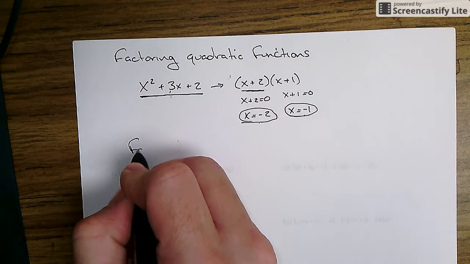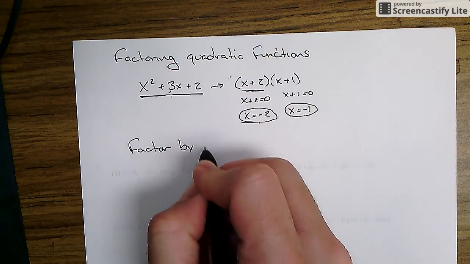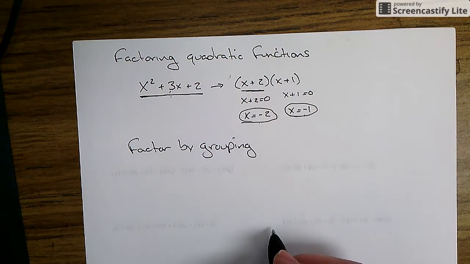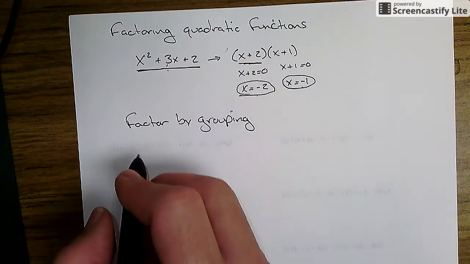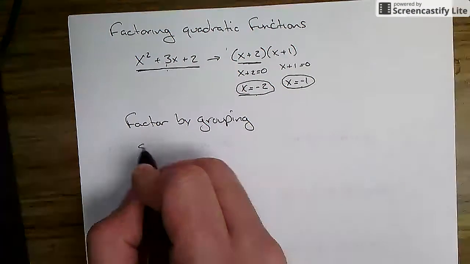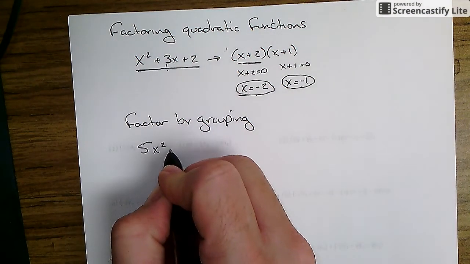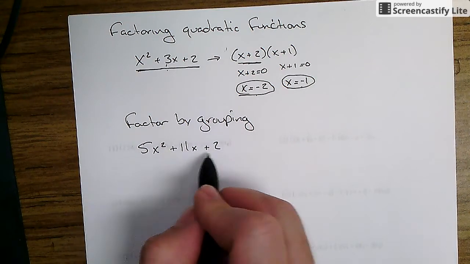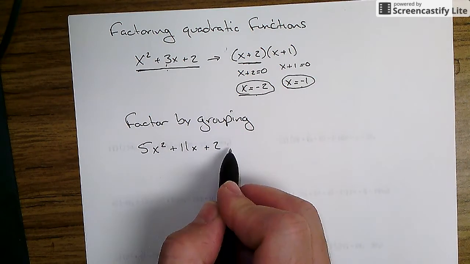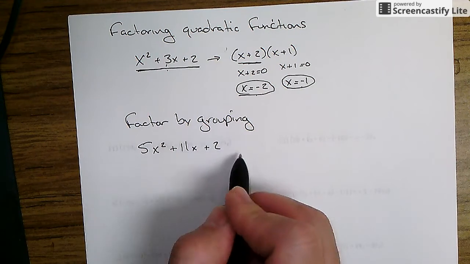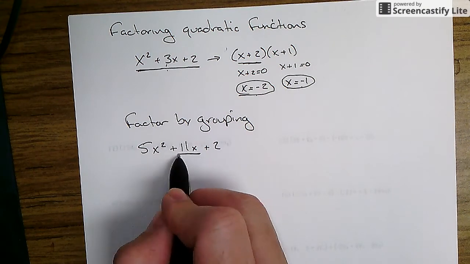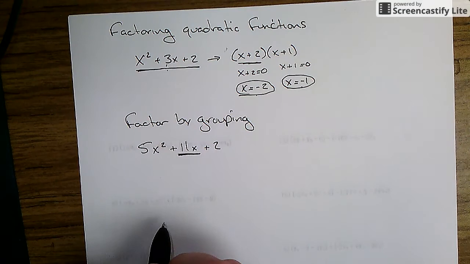So how do we do this? We're going to look at how do we factor by grouping. And we saw grouping with our cubic functions. But what we're going to look at today is how do we factor a quadratic where it's 5x squared plus 11x plus 2. With a cubic, we had four expressions, or four terms, and so it was easy to group one pair of terms and a second pair of terms. Here we have three terms because our quadratic is a trinomial. So we need to create a fourth term by splitting this 11x into two pieces.